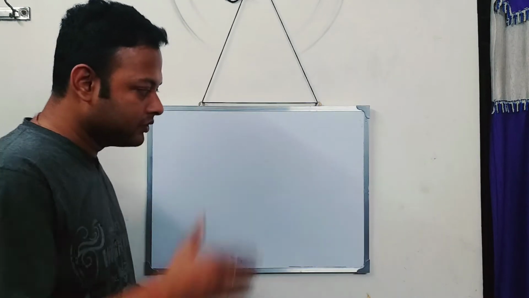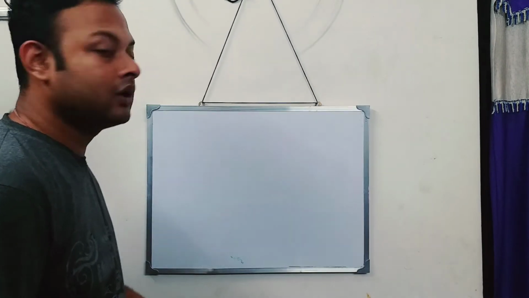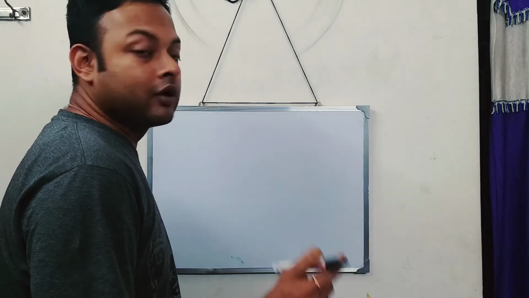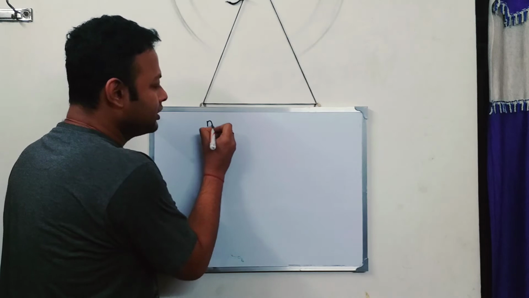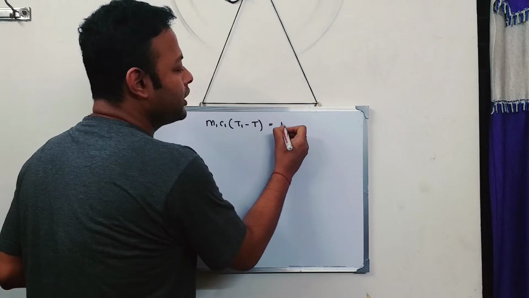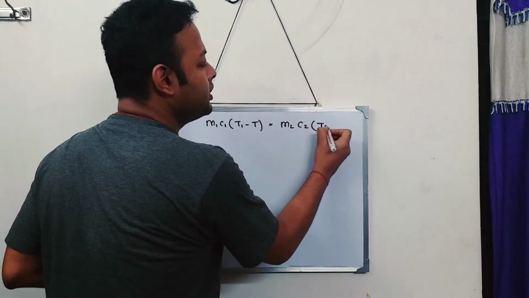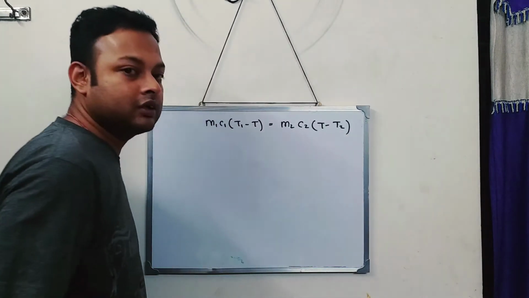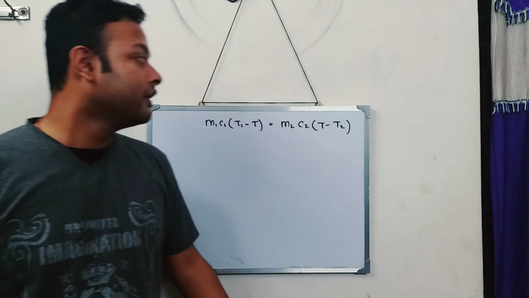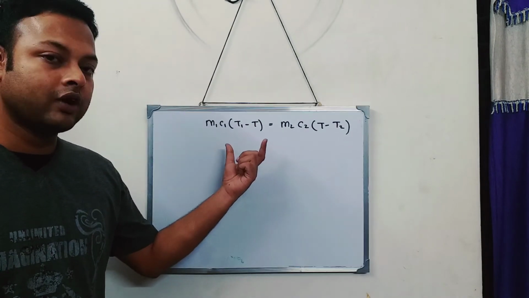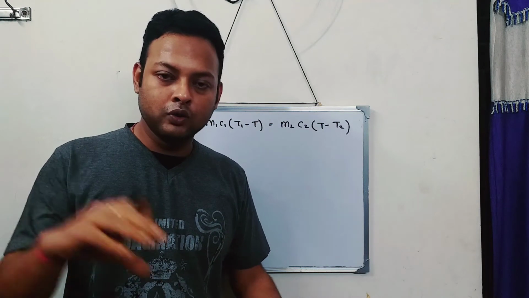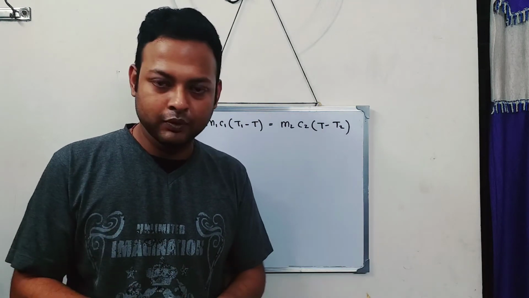Now, in the last video, that is video number 3, what have we learned? We have learned about the principle of calorimetry, where we derived the final expression as M1C1 (T1 minus T) is equal to M2C2 (T minus T2). This was the final expression for the principle of calorimetry. Now, in this equation, if you remember, we have only taken what? That the hot body is going to the cold body and the heat exchange takes place.